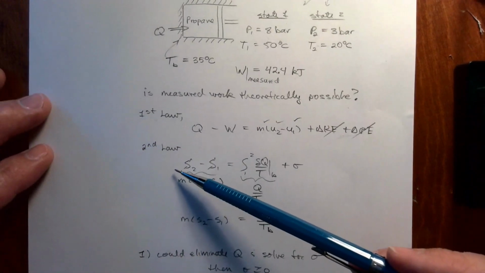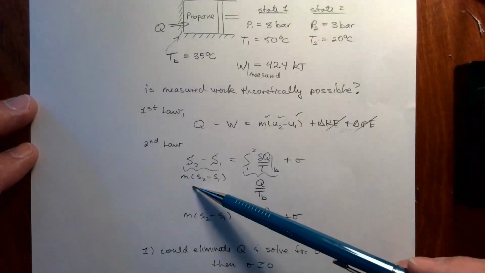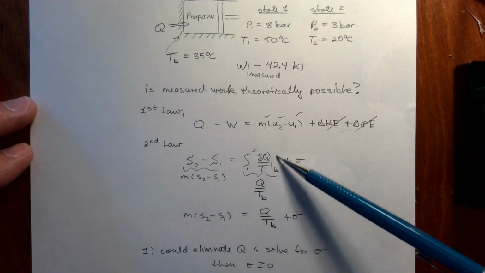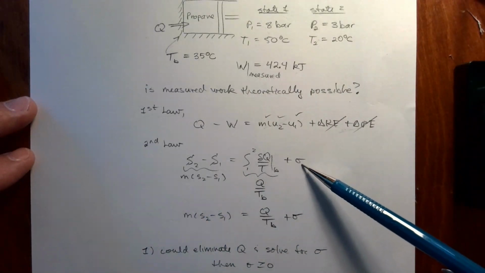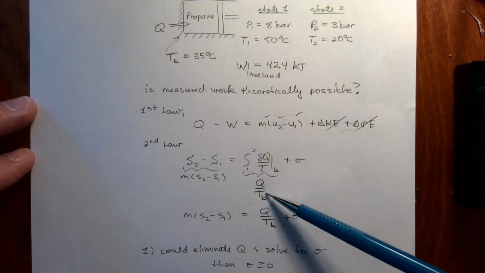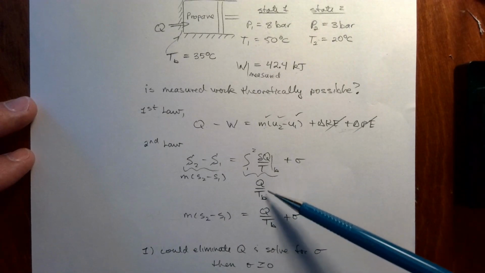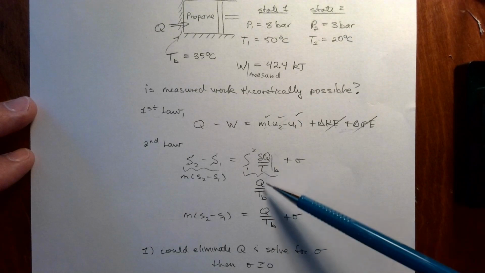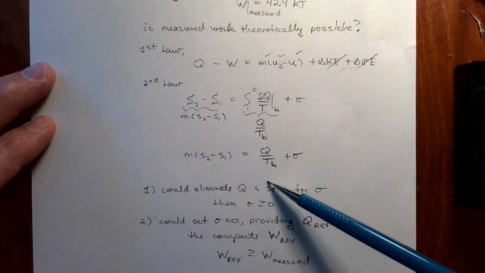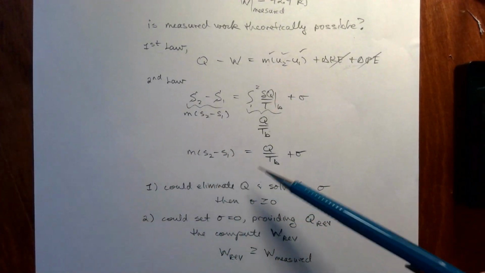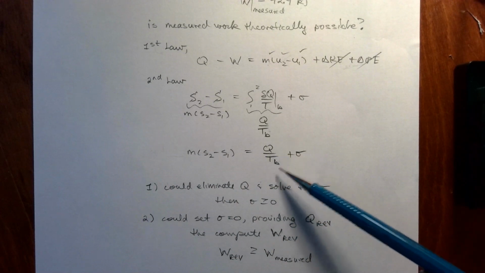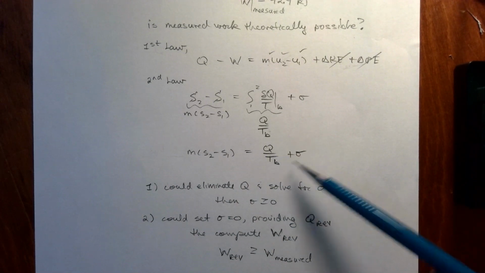If we look at the second law, though, we'll do an entropy balance. M times (S2 minus S1) is the integral of dQ over T plus sigma. Since we have the temperature at the boundary, we can evaluate this as Q over the temperature at the boundary. So we can make substitutions for those. M times (S2 minus S1) equals Q over TB plus sigma.